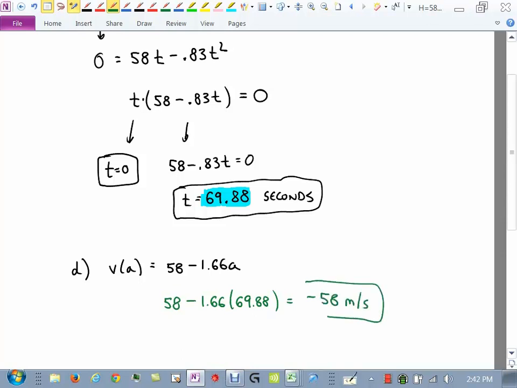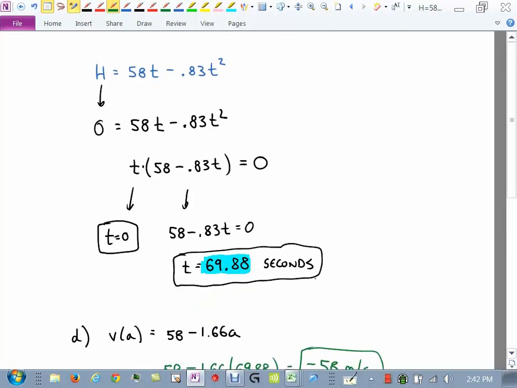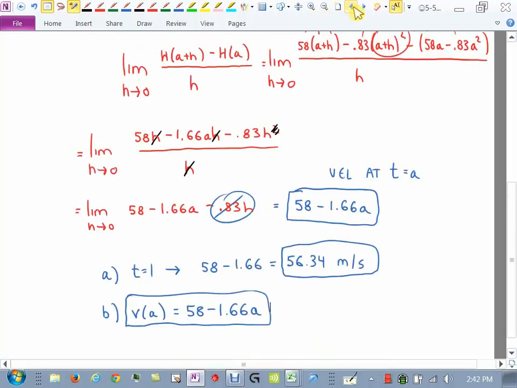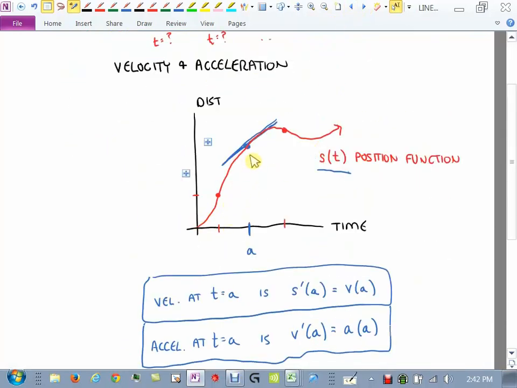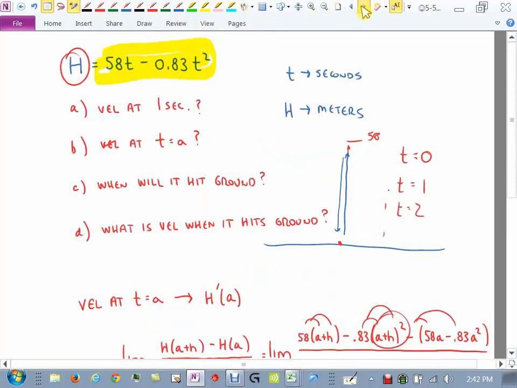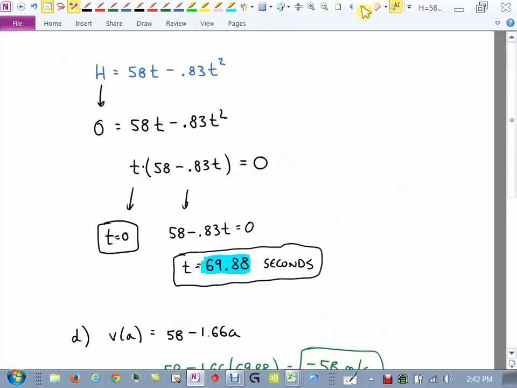All right, that's it. So I hope that makes sense. The main idea here, again, going back to all this, is that if you have a position function, the derivative of it is velocity. And then you take the derivative again, you get acceleration, although that problem we didn't deal with that. Okay, we're going to get into 2.2 now.